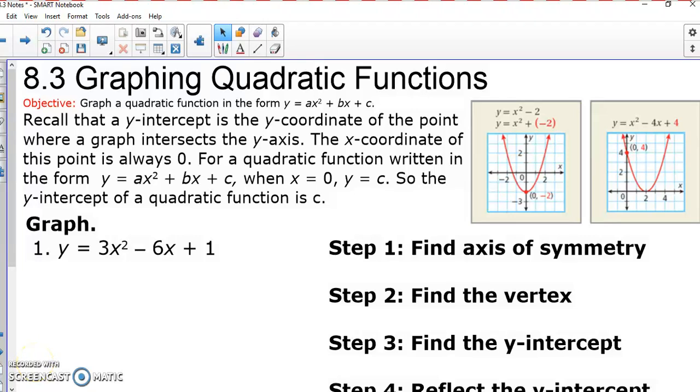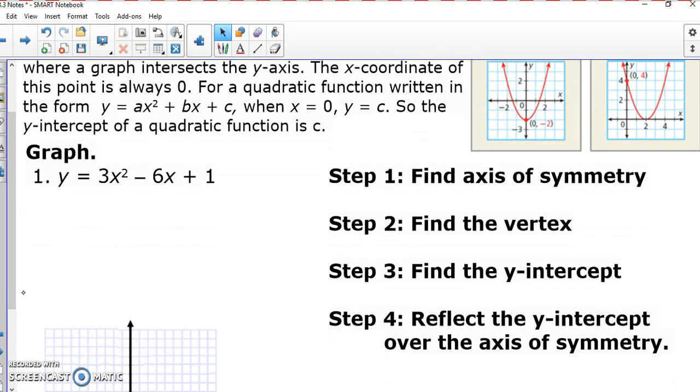Hey class, this is lesson 8.3 on graphing quadratic functions. In this lesson we are going to learn how we can graph quadratic functions once we've found a couple of things that we learned how to find in 8.2. So this right here is going to be our step-by-step process.